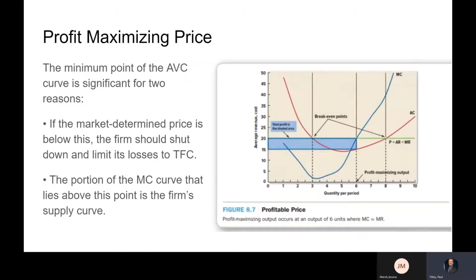Now, the minimum point of average variable cost is significant for two reasons. First, if the market-determined price is below this, the firm should shut down, meaning it can't make enough money to cover its average variable cost. So this defines what we call the shutdown price. If the market price is below the average variable cost, that is the shutdown price.